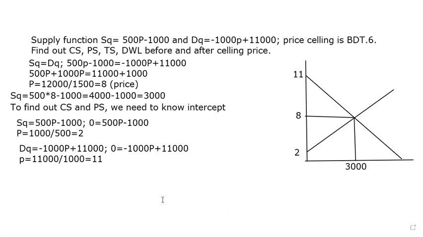Now we have to calculate consumer surplus. To calculate consumer surplus, we should use a formula. Consumer surplus equals one half times base times height; we put in the values here, and then we will get it.